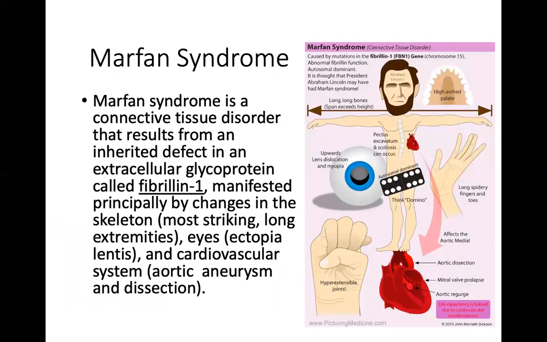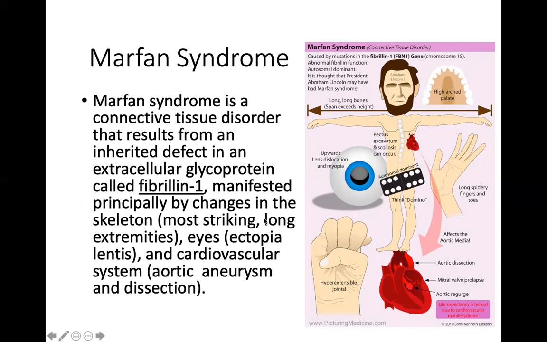Right? So ito yung mga autosomal dominant disorders natin, mga pili lang ito ha, first is your Marfan syndrome. So what is Marfan syndrome? It is a connective tissue disorder that results from an inherited defect in extracellular glycoprotein called your fibrillin 1. Remember that your fibrillin 1 is important, di ba? It acts as a scaffold para mag-produce tayo ng extracellular matrix or extracellular connective tissue, right? And this is manifested by changes in the skeleton.